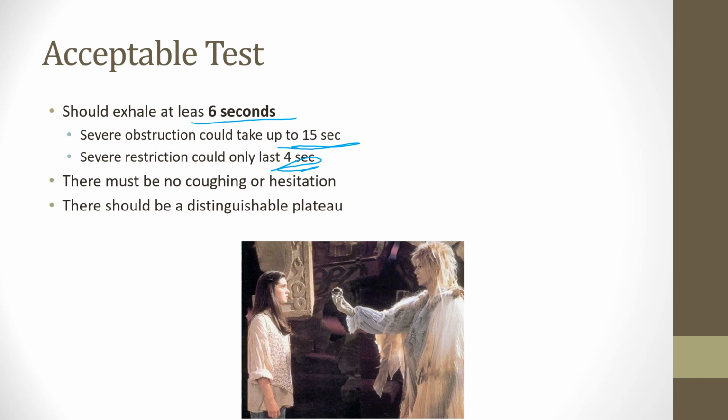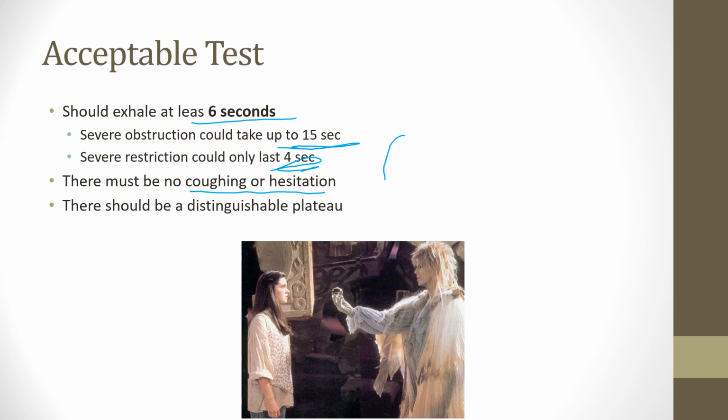The other thing here, there shouldn't be any coughing or hesitations, right? If there's coughing or hesitation, we can't accept that test. We have to repeat that test and throw out the test that had the coughing or hesitation in it. And then there should be a distinguishable plateau.